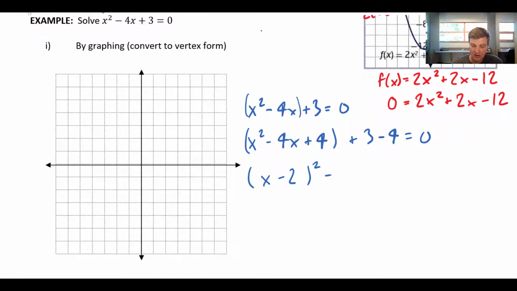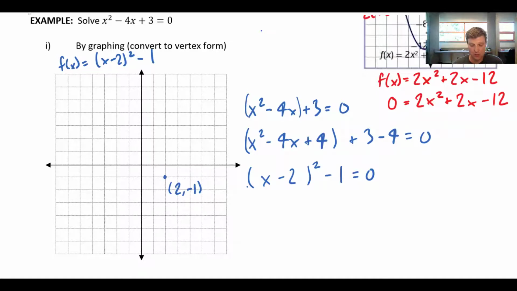And that whole thing is equal to 0. So on this graph, I'm going to graph the function, which is f of x is equal to x minus 2 squared minus 1, and I'm going to see what that looks like. Well, minus 2 means shift 2 to the right. Minus 1 is going to make me shift down 1. And so there's my vertex located at 2, minus 1.